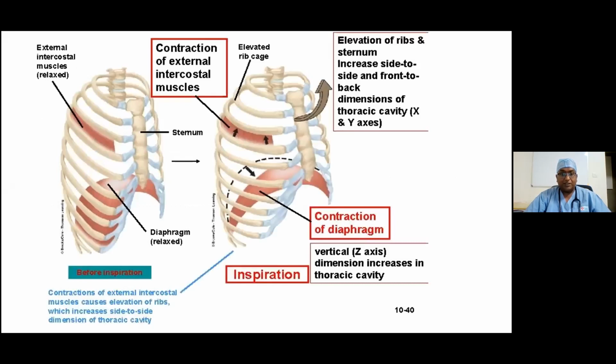Now, this diagram is a schematic representation of what happens during inspiration and expiration, how the muscle acts. Now, as I said, with the contraction of the diaphragm, the dimensions increase in the Z axis. That is, it pushes the abdominal contents down, creating a space. Now, the intercostal muscles create a side to side, that is a lateral and anteroposterior increase in the diameter by elevating the ribs and sternum, and create more space when there is a need.